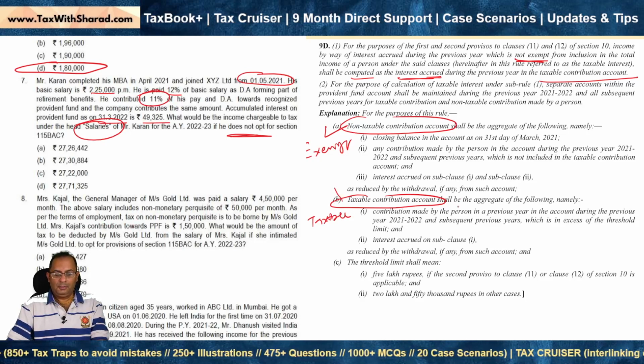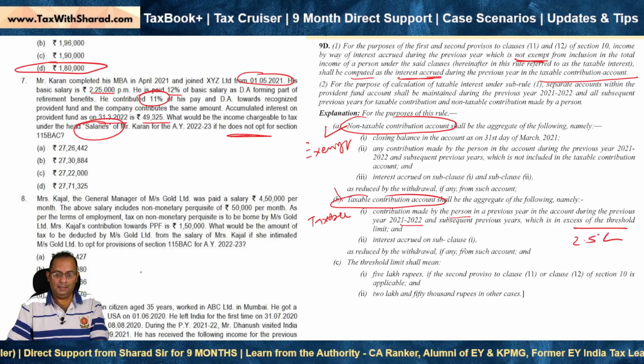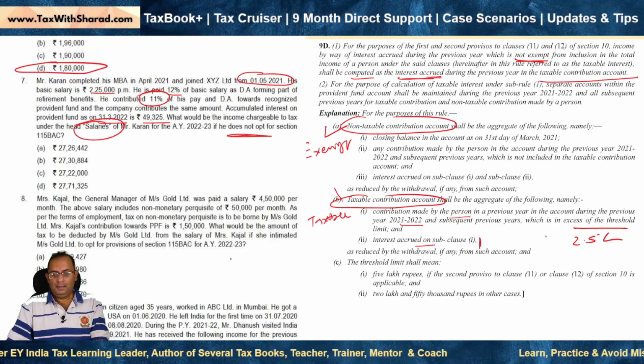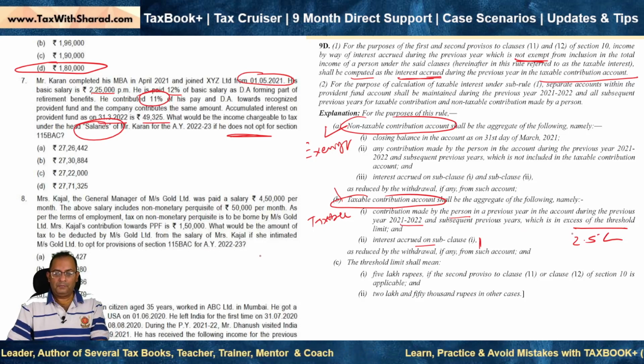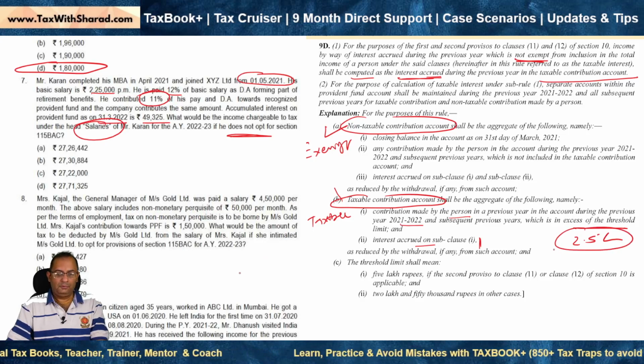Now, taxable contribution account in our case will comprise of which amounts? Contribution made by the person, that means Mr. Karan in our case, in the previous year 21-22 and subsequent previous years. So 21-22 is relevant, which is in excess of threshold limit, which was 2.5 lakh in our case. And interest accrued on subclause I, which is not relevant because this is the first year itself. This will be relevant from the next year onwards. So basically what we need to do, we need to figure out the amount of interest which is in relation to the amount contributed by Mr. Karan in excess of 2.5 lakh. So this is the essence of the provision.